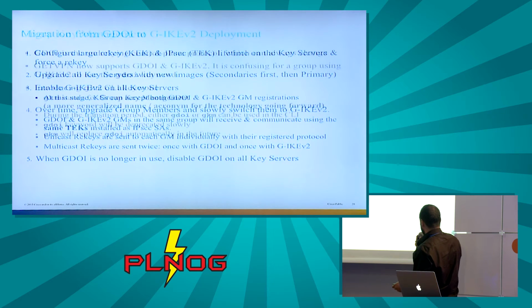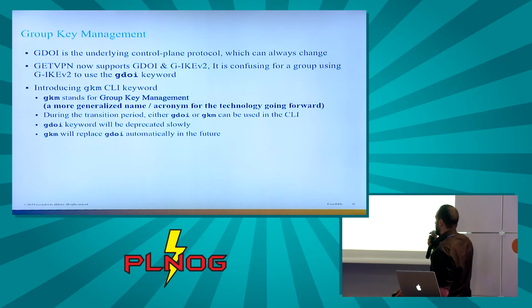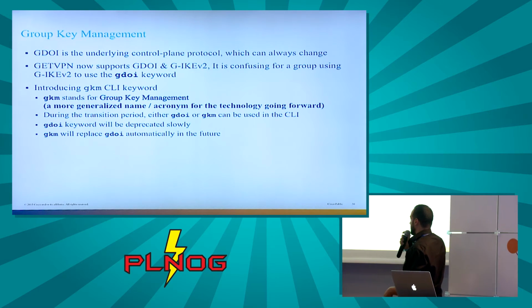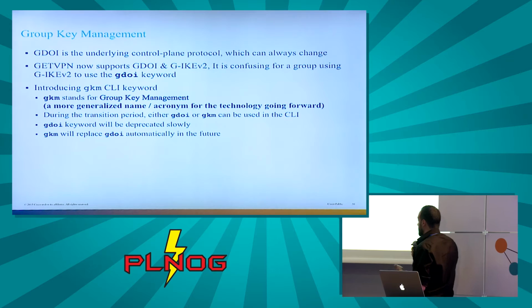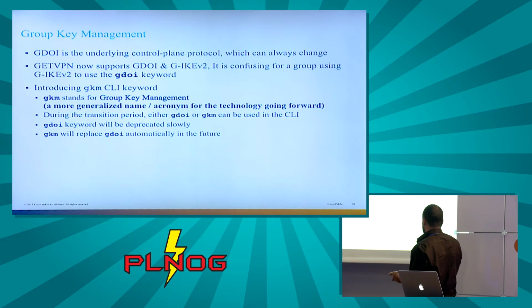Okay, cool. Just one thing about the CLI. Until now in the configuration, we were using the Gherdaoui keyword to configure GETVPN. If you think about it, now that we have GIKEv2 and Gherdaoui, and since Gherdaoui is only the control plane protocol name, it doesn't make sense to use the Gherdaoui keyword anymore. So we decided to introduce a new keyword, GKM, and it's more suitable for group key management and for GETVPN.